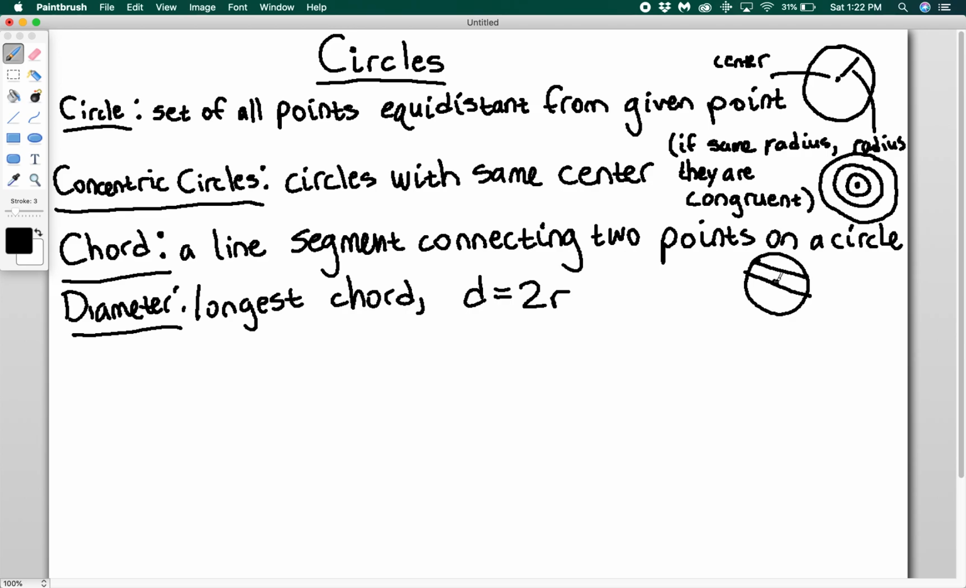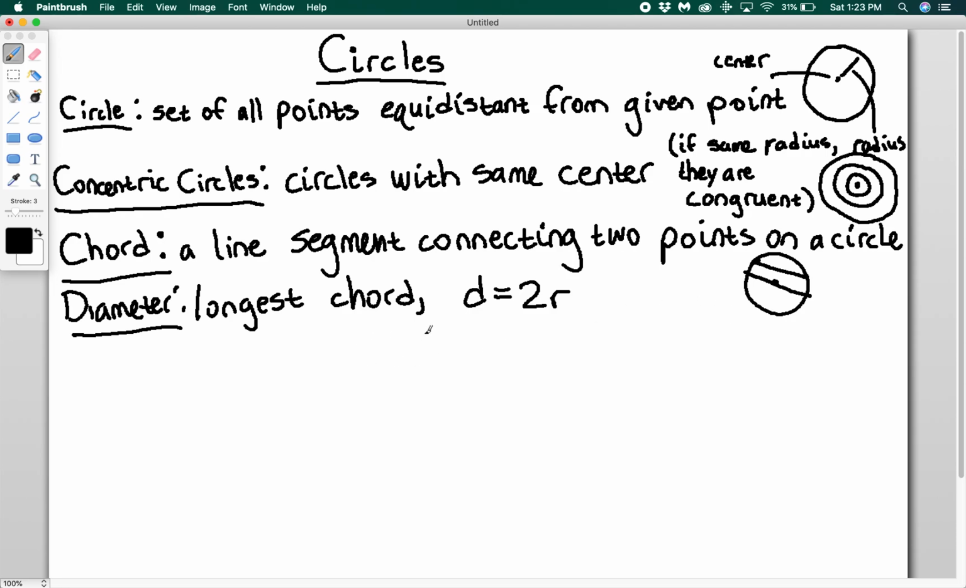And if the distance from the center to a point on the circle is r, the radius, then the length of the diameter is going to be twice the radius. Now, we can also think about how we know, if I just take an arbitrary point, whether that point lies inside the circle, on the circle, or outside the circle. We can answer that question based on how it compares to the radius.